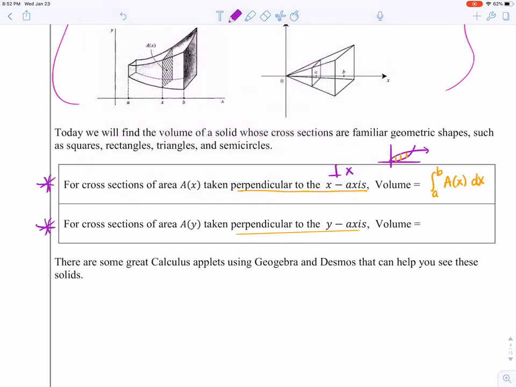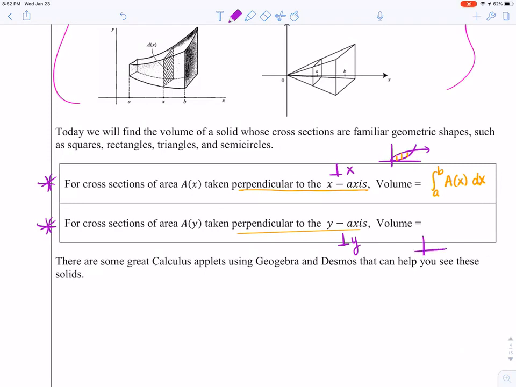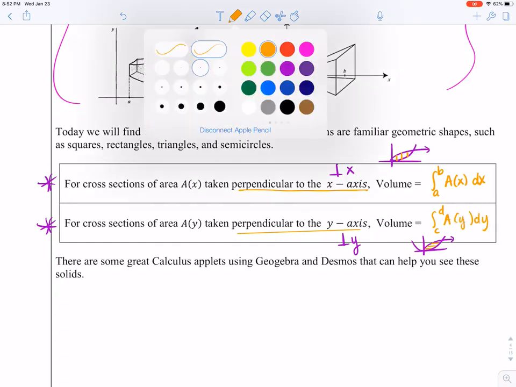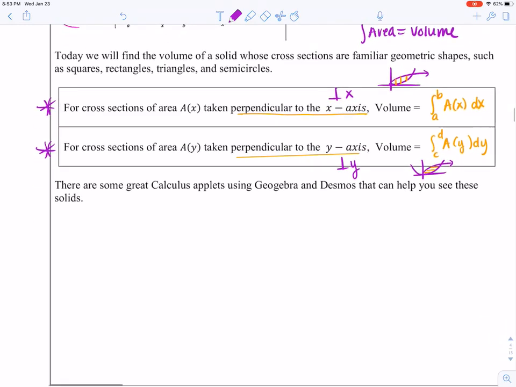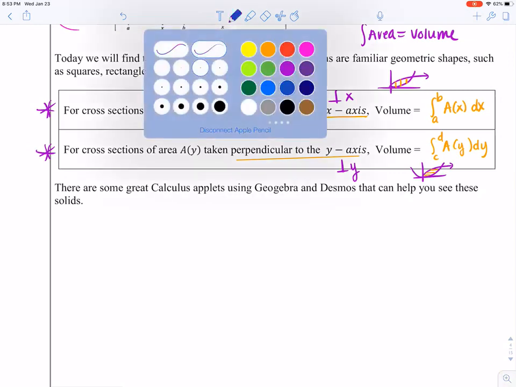And if our cross sections are oriented perpendicular to Y, what I mean by that is, let's say I took the same region and instead my slices went left to right. If my slices go left to right, then it's the integral from C to D, area of Y dy. And what I want you to realize is that the integral of area is volume, okay? So by taking an integral of area, by accumulating all of the infinite areas, the area of one slice, and if I add up all the areas of those slices, I am going to get the volume of that surface, okay?